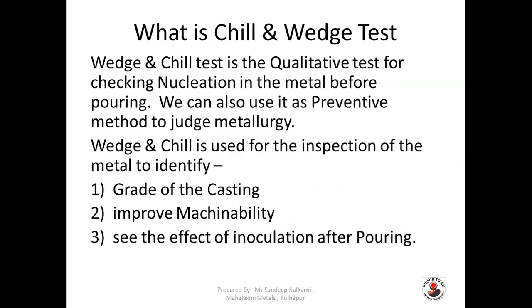Why is the chill wedge important? Wedge and chill test is a quantitative test for checking nucleation in the metal before pouring. We can also use it as a preventive method to judge metallurgy. Wedge and chill is used for inspection of metal to identify good grade of casting, improve machinability, and to see the effect of inoculation after pouring.